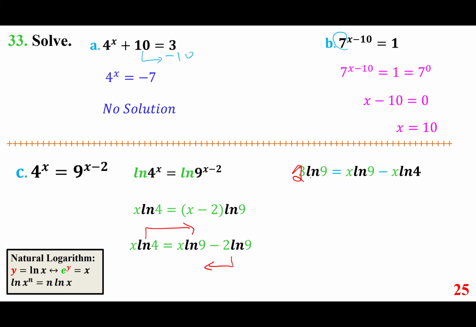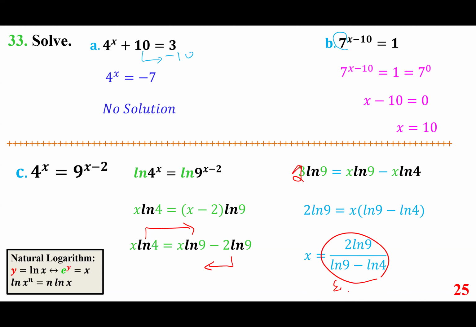So it's 2 ln 9. And so on the right side, we can factor the common factor of x. We get x times ln 9 minus ln 4. And divide both sides by the parentheses. You get x. Now this is an exact answer, everybody. You can put it into a calculator. This is an approximation. What I want to add is this.